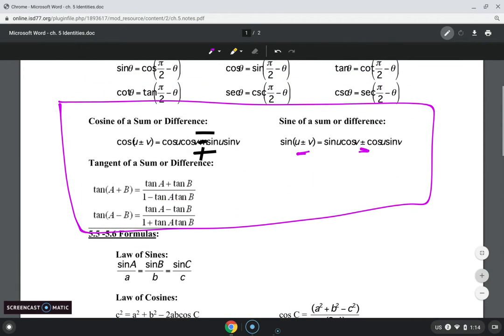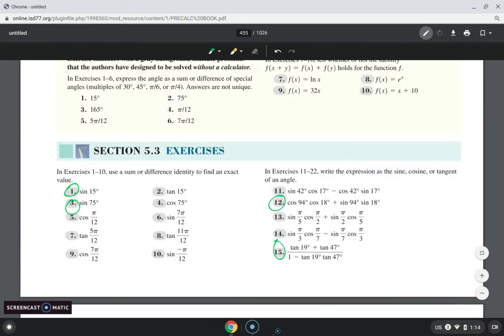All right, so on the assignment, here we go. Let's do number 1 there. It says the sine of 15. Well, I want to use 60, 45, and 30 to add or subtract to 15. It doesn't matter how you set it up. You're going to get the same thing either way. So I'm just going to try this way. I'm going to go sine of 60 minus 45. So that's my u is 60 and my v is 45.